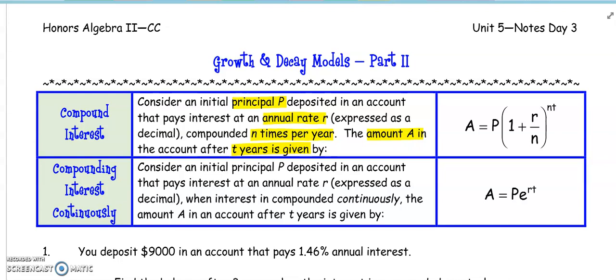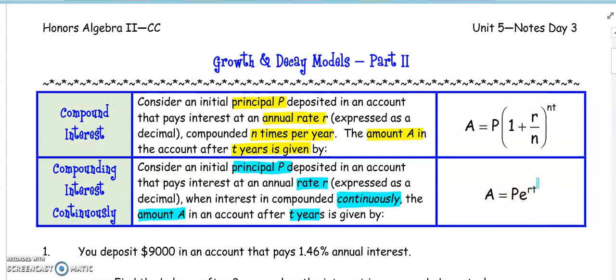Now, we could also compound something continuously, meaning that it's happening instantly over and over and over again. It's not just happening on this date, and on this date. It is continuously compounding. All right, and it says here, again, consider an initial amount, P, that's our principal, deposited into an account at our annual rate, R, and it's compounded continuously. If you see that word continuously, that's how you know you're going to be using this function. And it will give you the amount A in the account after t years. We call this the Pert formula because take a look. P e to the rt, Pert.